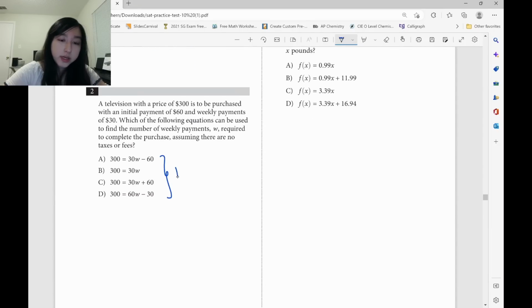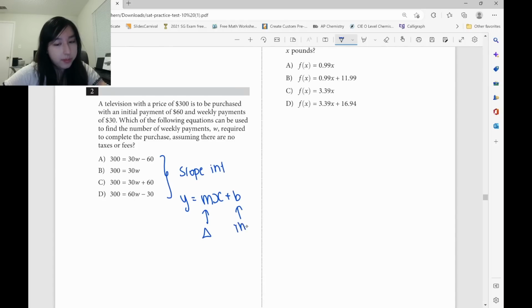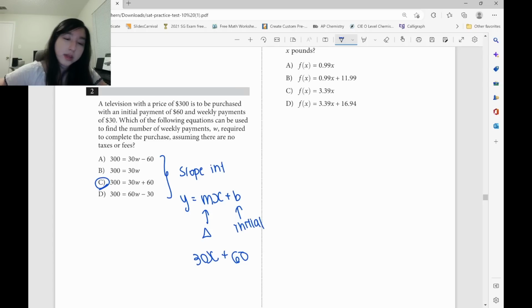All the options here are linear, and they are given specifically in slope-intercept form. So slope-intercept form, the formula is y equals mx plus b. M typically represents something per something, so like increase or decrease per something. It's just about change. B is going to be about the initial. So if you look here, initial payment of 60, and the weekly payment change is going to be 30. So 30x plus 60. Answer has to be C.